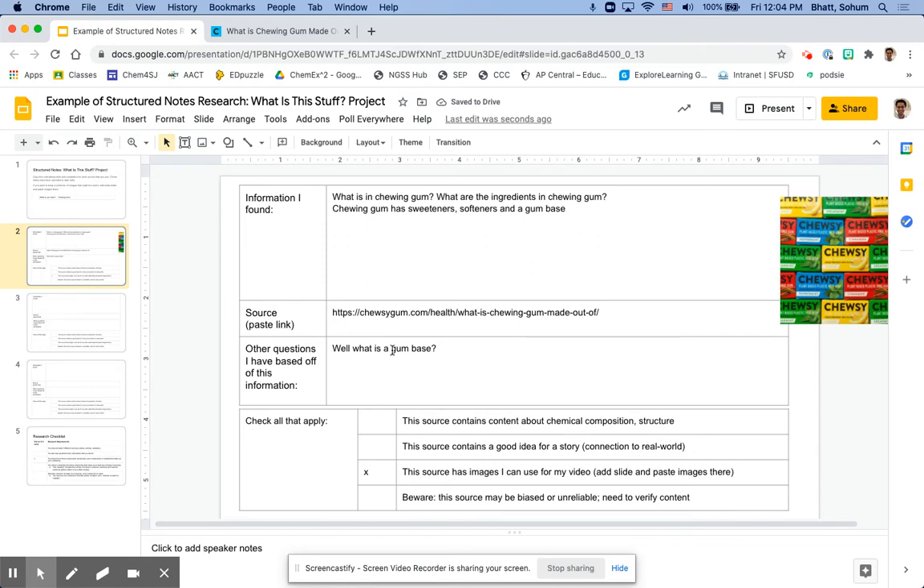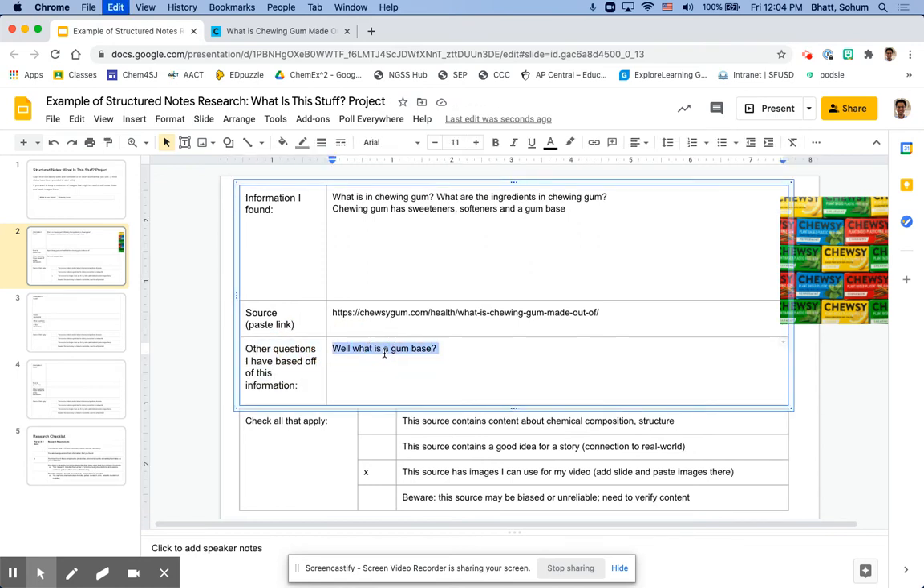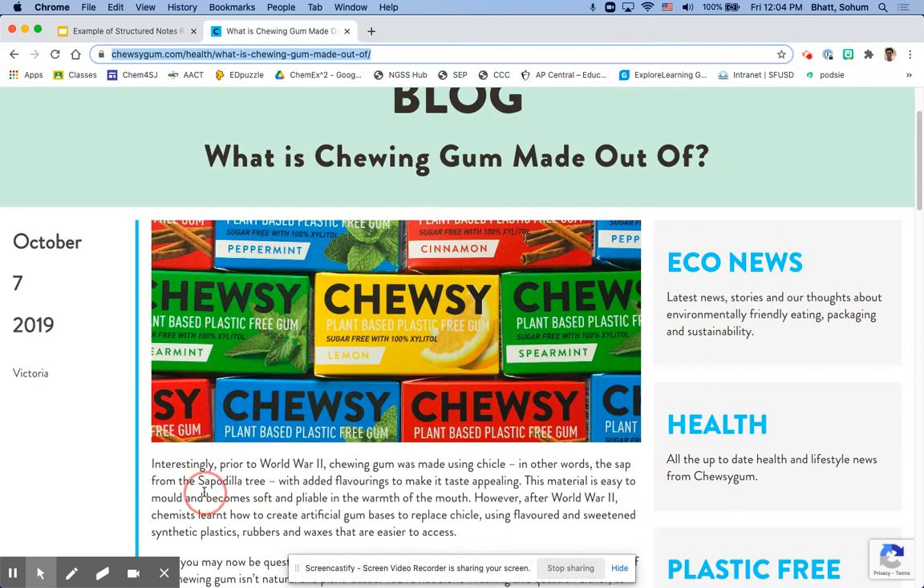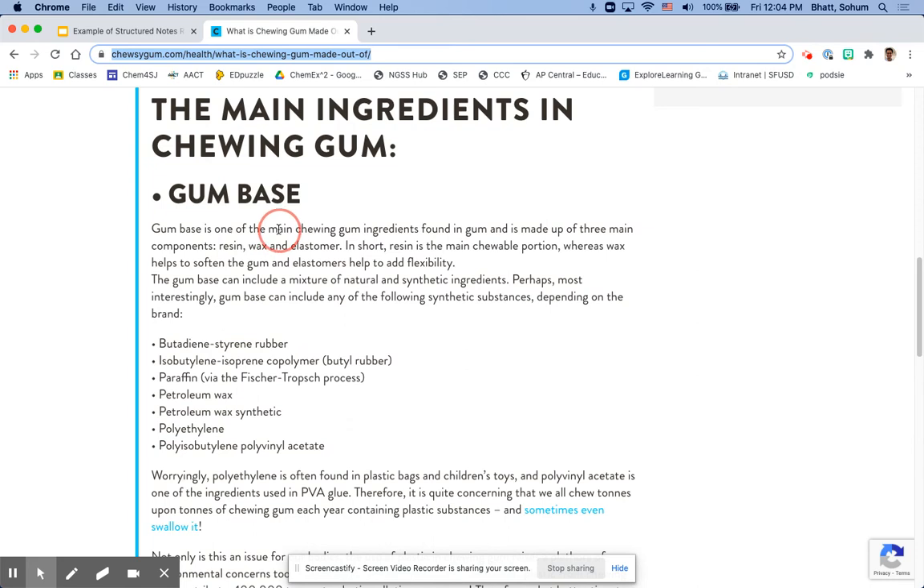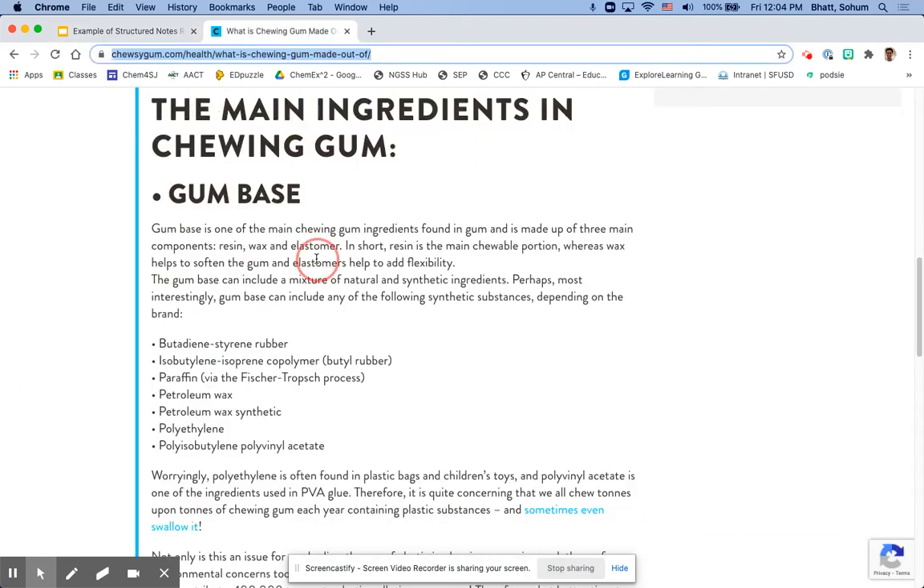My next question is, what is a gum base? I'm going to copy that question and put it right over here, and start figuring out what a gum base is. Let's see if the same source has it. Gum base is the main chewing ingredient found in gum, so I feel like that's relevant. Notice I'm not copying and pasting, I'm summarizing or retyping things. And that is made up of resin, wax, and elastomer.